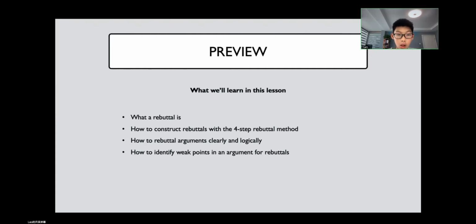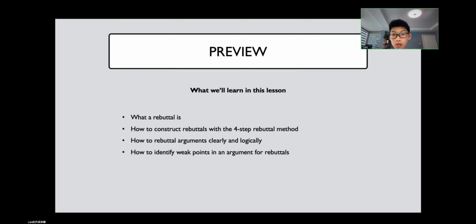And now, a preview of what we will learn in this lesson. We will answer these 4 questions. First of all, what a rebuttal is. We'll talk about the basics of rebuttals and why we should do it. How to construct rebuttals with the 4-step rebuttal method. We have our own sequence that you can follow to construct your own rebuttals with.